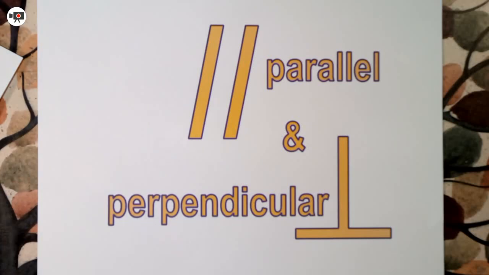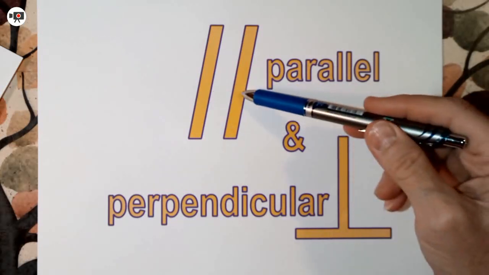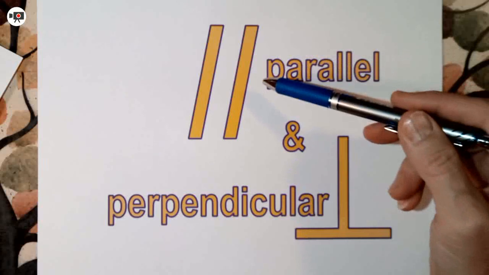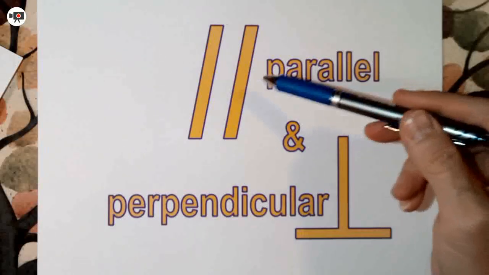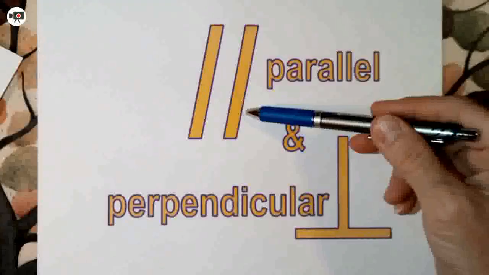This is a high school Algebra 1 lesson on parallel and perpendicular lines. Here we have the symbols that go for them. To say that two lines are parallel, we'll use this marking. It's two slashes, usually at an angle, to illustrate that they're parallel lines.